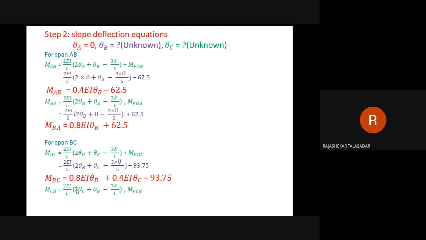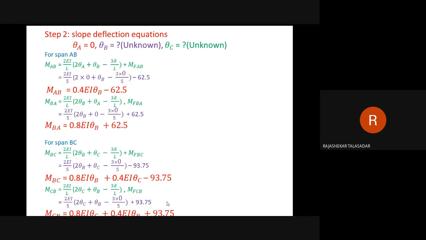MCB, 2 EI by L, right? First term is C, so it is 2 theta C, plus second term theta B, minus 3 delta by L, plus MFCB. Again substituting the values of theta C and theta B, and delta. Theta C and theta B are unknowns, delta is 0, and MFBC is minus 93.75, but MFCB is plus 93.75. So if you simplify this, you are going to get the equation 0.8 EI theta C plus 0.4 EI theta B plus 93.75.